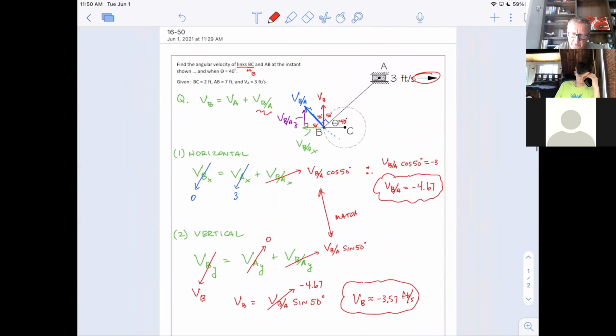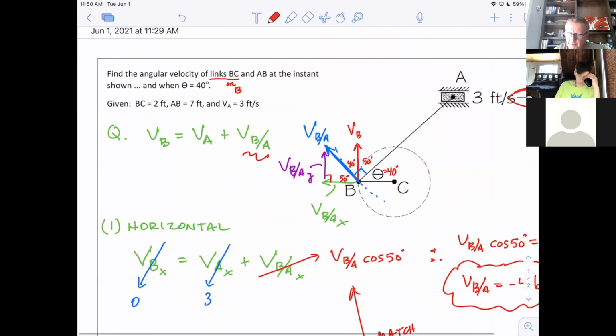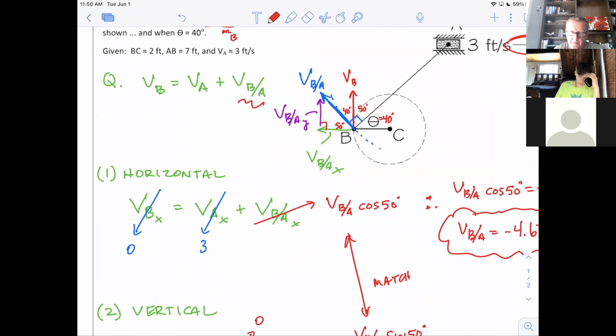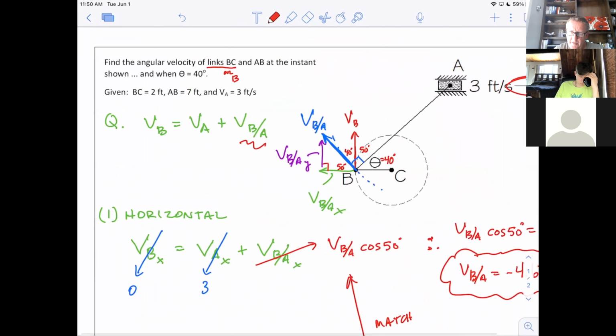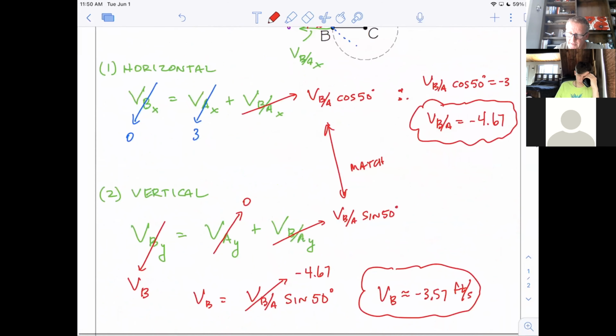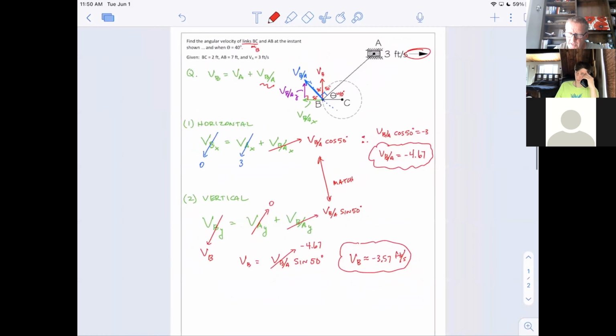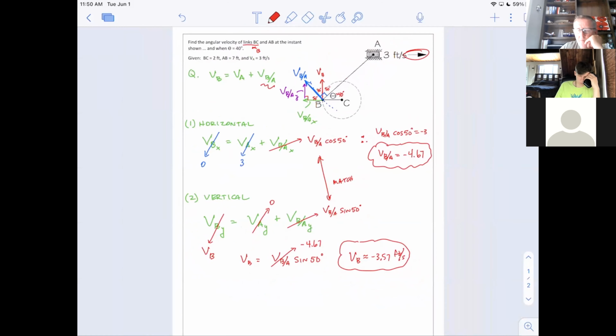So let's see, did we answer the questions? Find the angular velocity of link BC. Did we find that angular velocity of link BC? No. Did we find the angular velocity of link AB? No. We found these two linear velocities, but not the angular velocities. The question is, do you understand what to do with those? And not only that, which one is which?